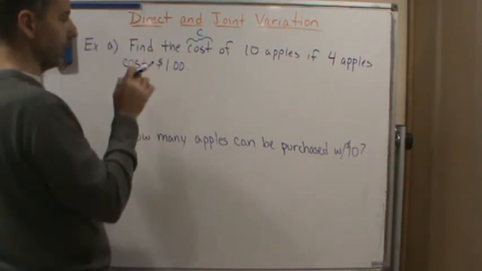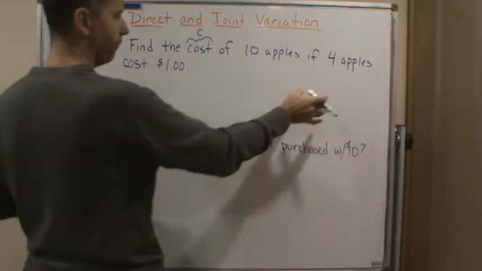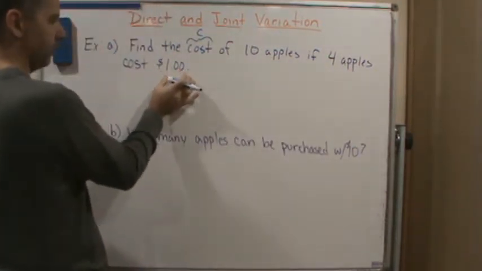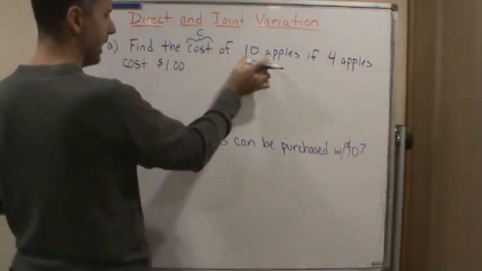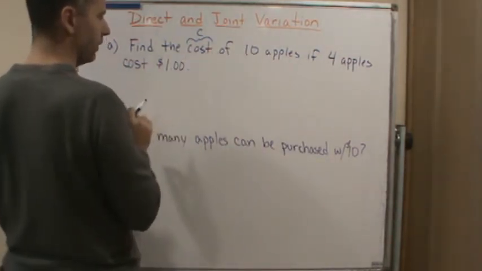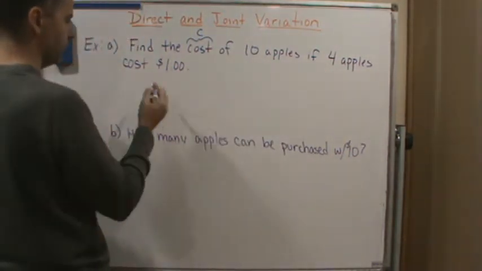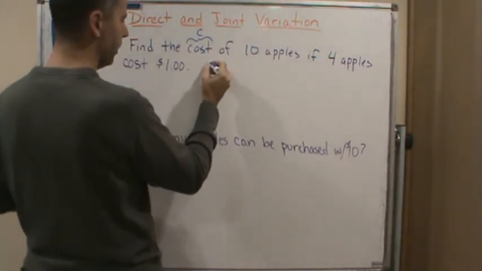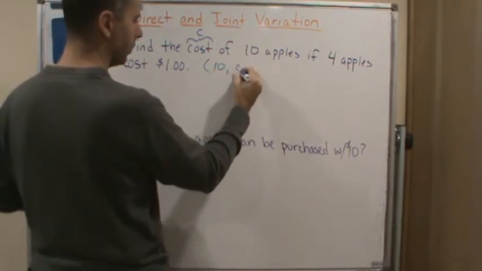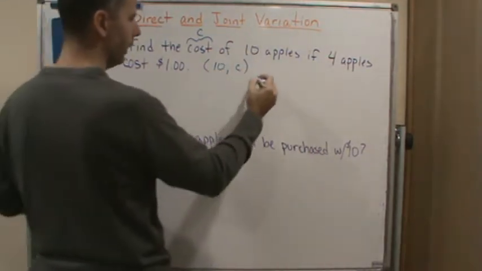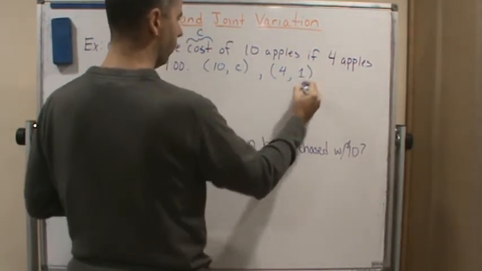So what are the two related pairs? Well, 4 apples goes with $1, so those two are related to each other. And then the cost of 10 apples, so cost along with the 10 apples. So C goes with 10, and 4 apples goes with $1. Let's form our two data pairs: the number of apples 10 goes with the cost of C, and 4 apples goes with the cost of $1.